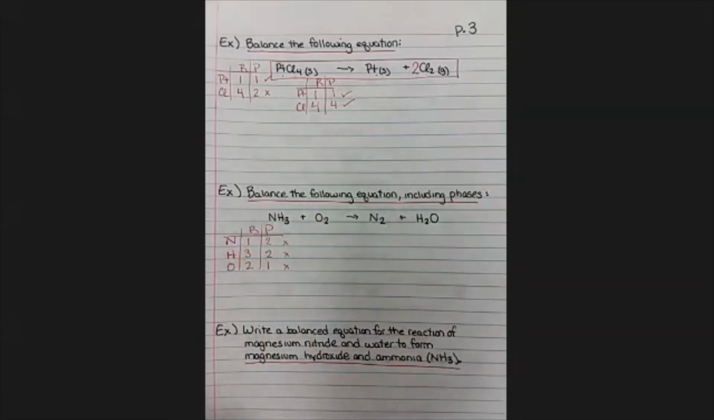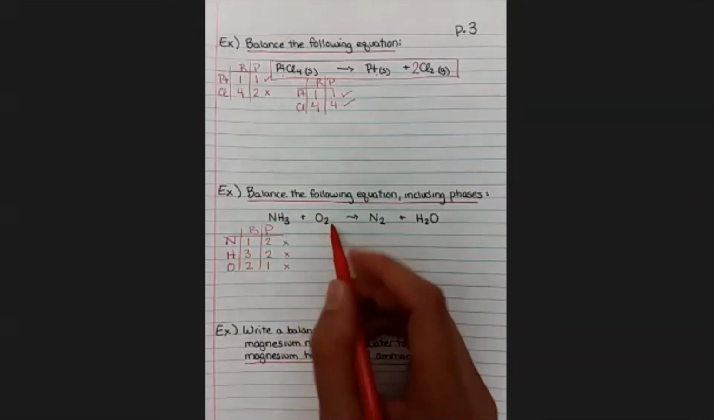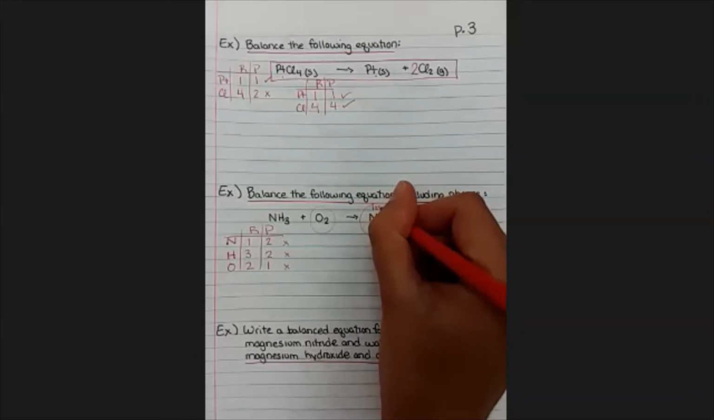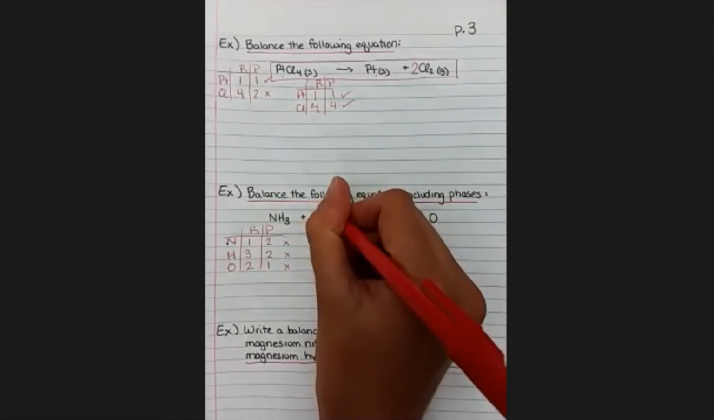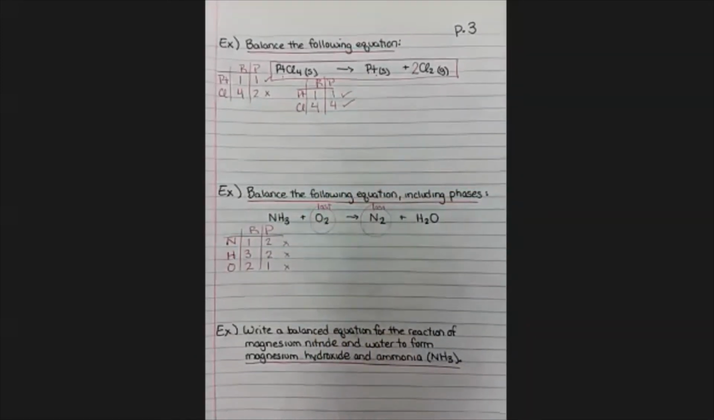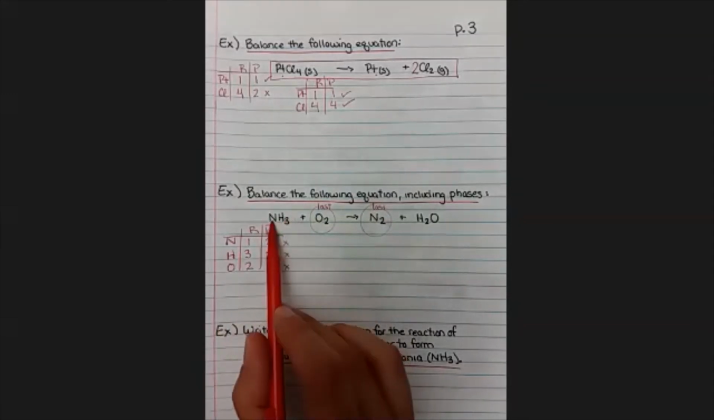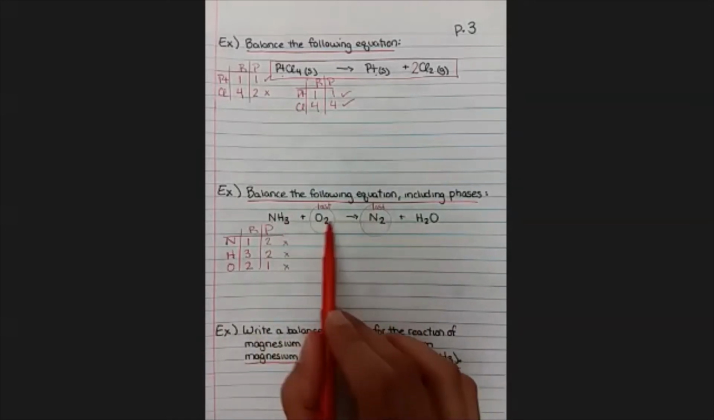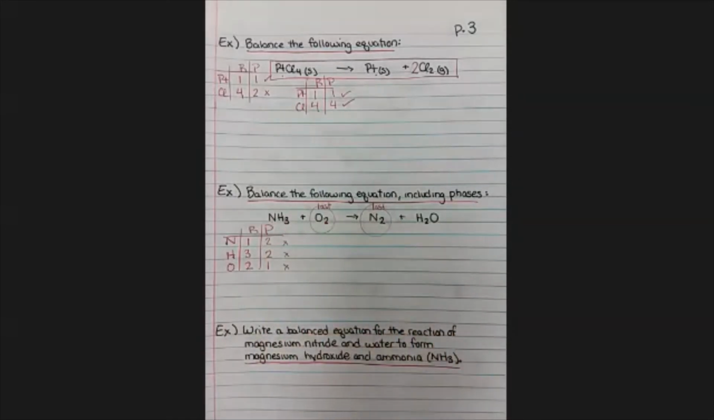So according to our rules, we usually try and find any elemental compounds like this diatomic oxygen or diatomic nitrogen, and we leave those for last, because compounds with only 1 element are easiest to finish with. And we try and find elements that are in only 1 compound per side to start with. So nitrogen is in only 1 compound per side, hydrogen is in 1 compound per side, oxygen is in 1 compound per side. So we can start anywhere we like in this case.